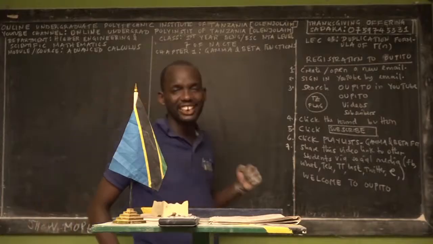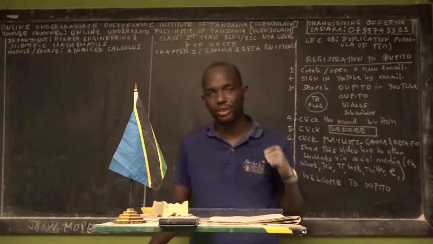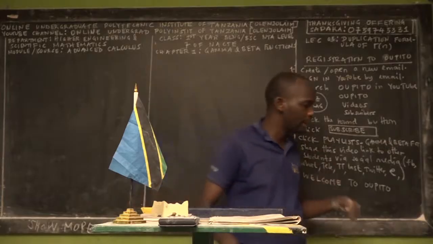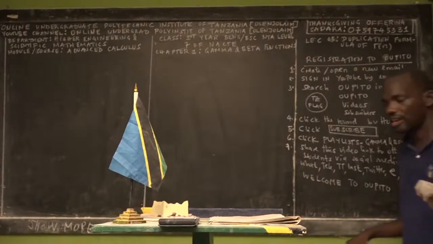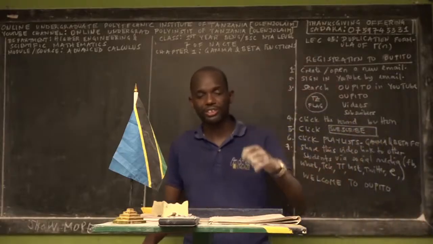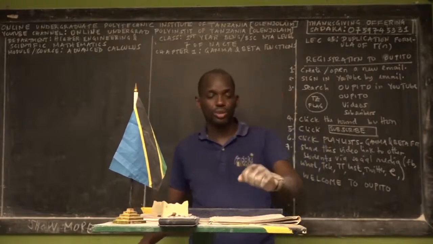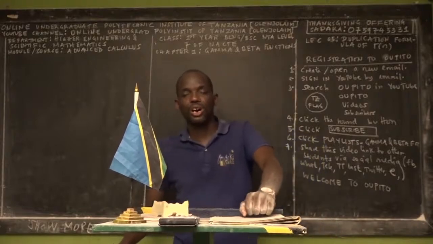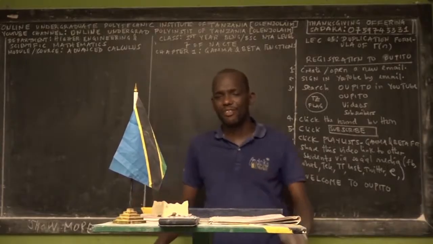What are we doing in OPITO? OPITO is the abbreviation of Online Undergraduate Polytechnic Institute of Tanzania. I know we have many questions, but one of the common questions from regular viewers, permanent students of this program, visitors, or new viewers of this video is: what are we doing? That's a very important question.